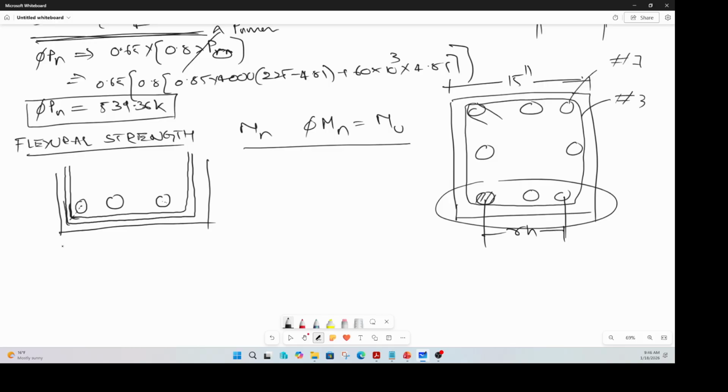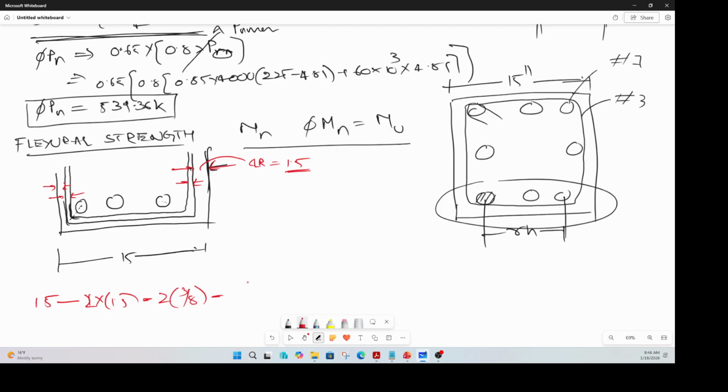So how do you find the spacing? You take the total 15 inch, from the edge of the concrete to this edge. That is your clear spacing. This example is 1.5. So what you do, you take 15 minus 2 times the clear spacing 1.5, because one on this side, one on that side. Now you subtract the diameter of the number 3 bars. So how many number 3 bars? You have 2 number 3 bars.